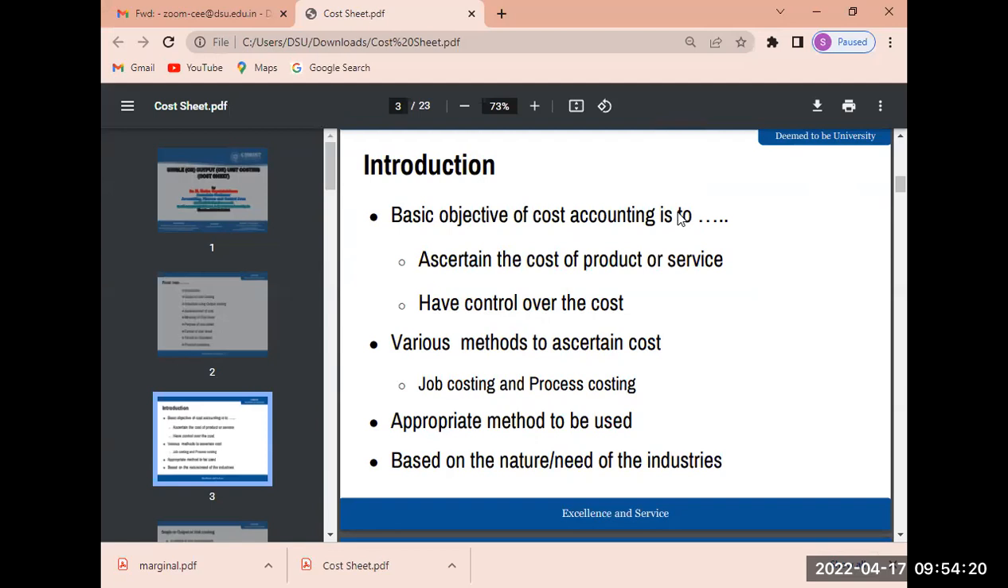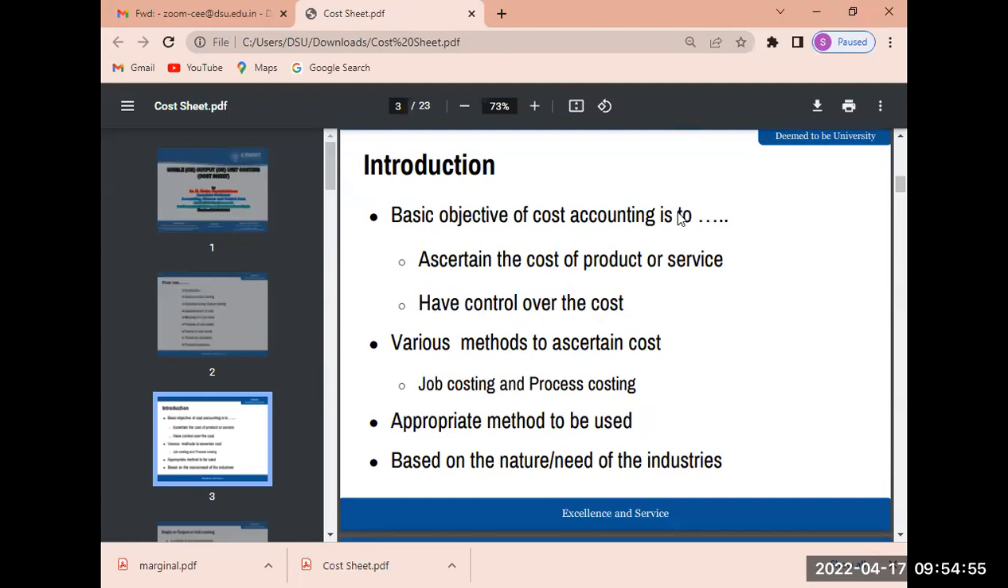How do we exercise control? One method we are going to discuss. And how do we ascertain the cost of a product? Only one more method we are going to discuss. Is it clear? Cost accounting. Based on the industry, the nature of the product we are producing, or the nature of the service we are rendering, the technique of ascertainment of cost will vary. I can't adopt a technique which I adopt for a textile industry in another industry which has some dissimilarity with the textile industry.